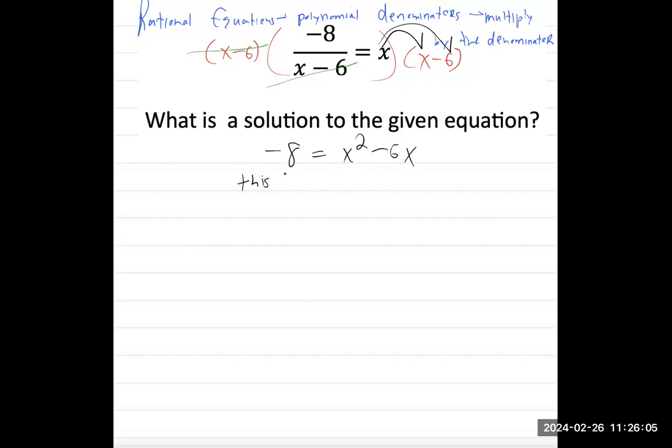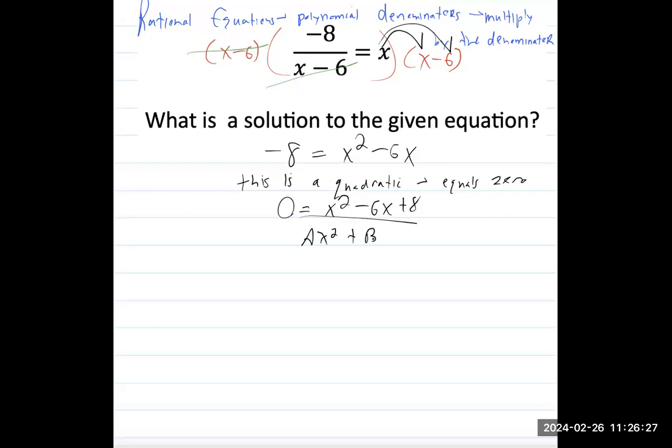This is a quadratic, so we want to get one side equal to 0. Here we can simply add 8 to both sides, and we'll get x squared minus 6x plus 8. And now it's a BC factoring situation because the quadratic's in the format of ax squared plus bx plus c, and we have terms in the b spot and in the c spot.